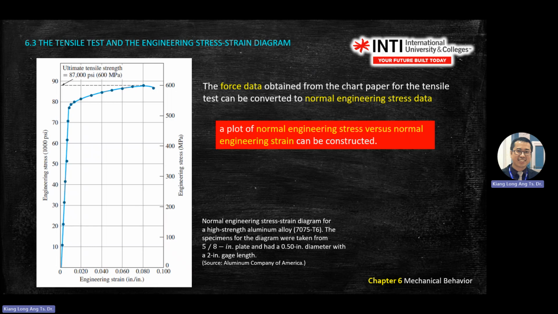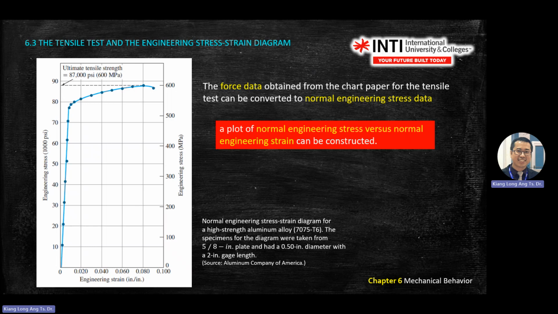A straight line gives you y equals mx plus c. All the tests start from 0, so your c is 0. So this graph is y equals mx. What is your y? Stress. What is your m? You write m and strain. Recall, there's Hooke's law. Compare with Hooke's law: your m is your Young's modulus.